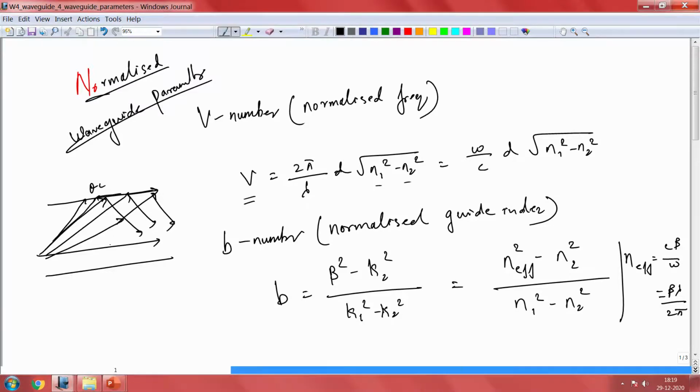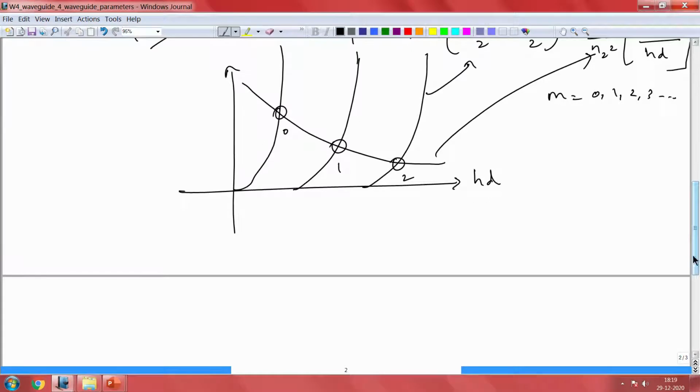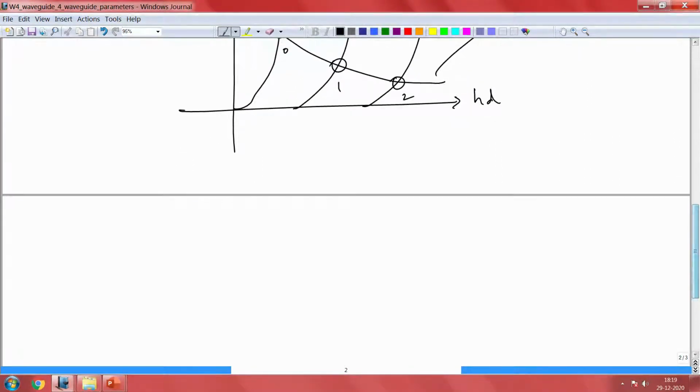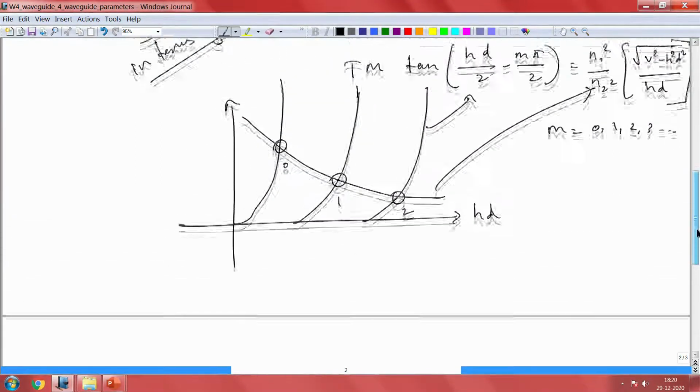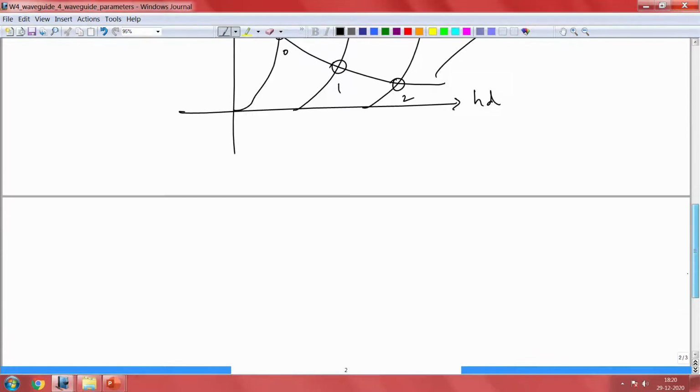So, let us look at ways to find how many waves can propagate, and something called cutoff. We saw when you do this, you have this intersection that gives you your solution. But what if you do not have any solution? That is what we call cutoff. There is no propagating mode or propagating solution available. That is what we call mode cutoff.